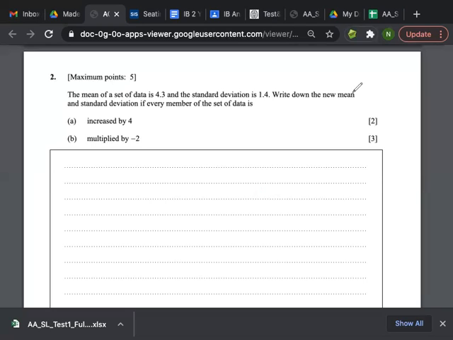How do you write it, do you just write the little symbol for the standard deviation? Yes, standard deviation. So our mean would be 8.3 now, and our standard deviation stays the same for the first one.